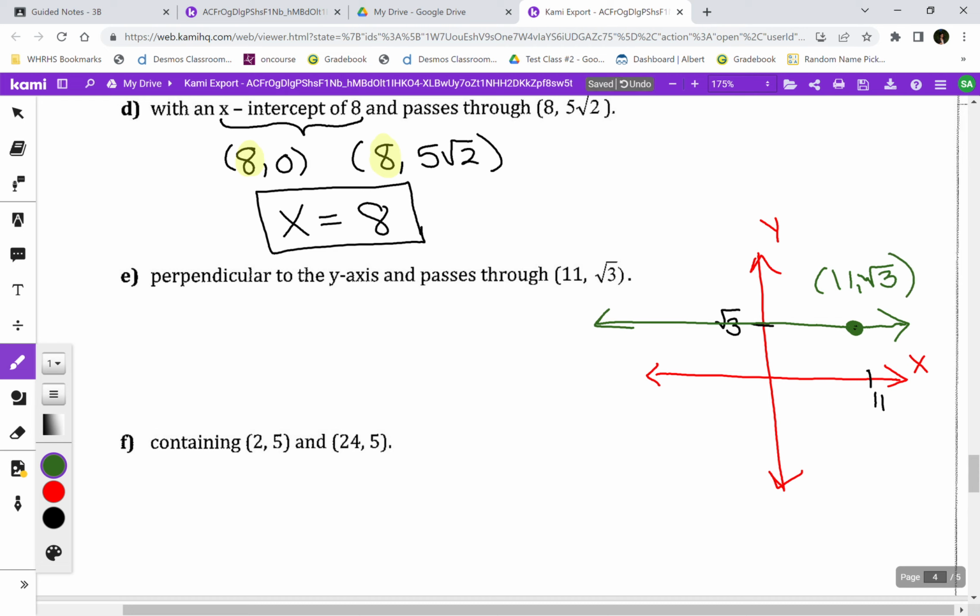So what's the equation of a horizontal line? Y equals or x equals? Y equals or x equals for a horizontal line? James? Y equals. Y is going to equal the y coordinate. What's the y coordinate? Olivia? Root 3. You got it.